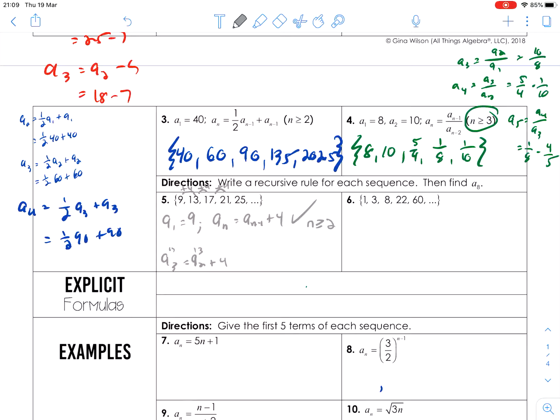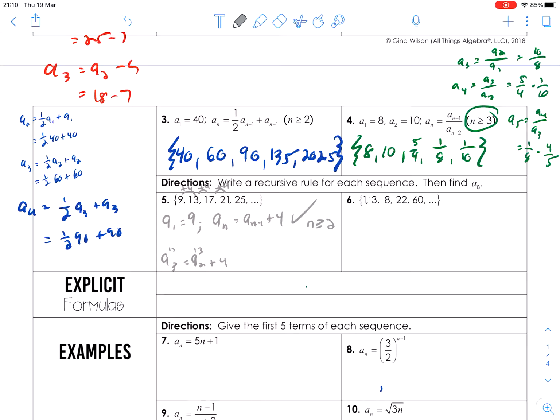All right. Number 6. So you add 2. You add 5. You add what? So that's not going to work. So we have to think of another pattern. This is fun. You get to try and figure out the patterns. So let's see here.